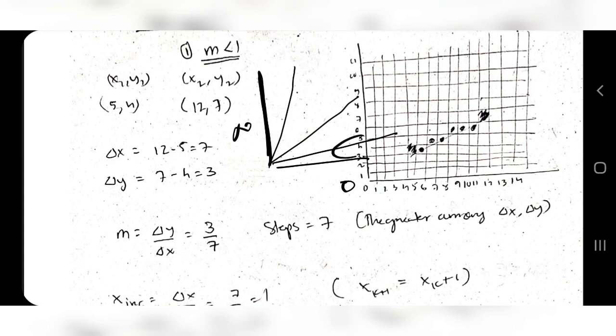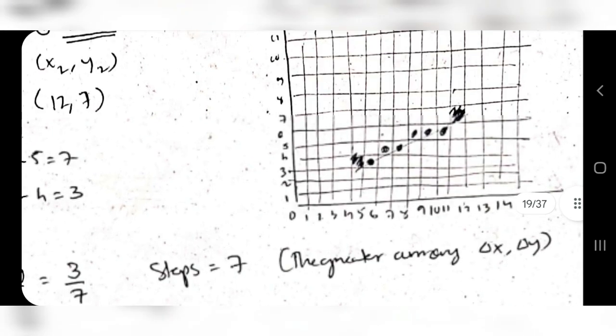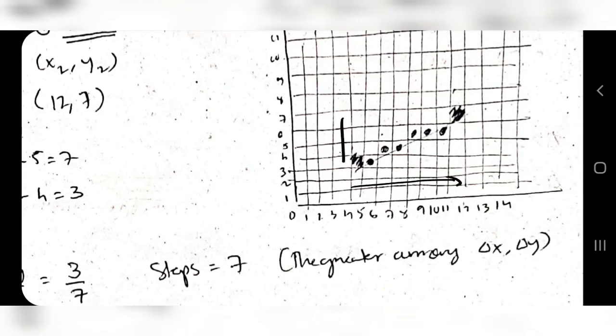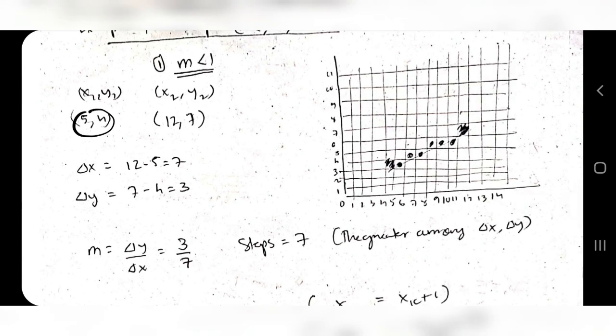Firstly we'll consider slope less than 1. If it is less than 1, what does that mean? Less than 1 slope means that the x value is increasing faster than the y value, right? Because delta y is small and delta x is greater, so x should increment faster than y. So delta x will be greater than delta y. These are the two points, 5, 4 and 12, 7, the first point and the last point. As you can see, x is incrementing faster than y. X is incremented by 12 minus 5, which is 7. Y is incremented by 7 minus 4, which is 3. So 7 is greater than 3.